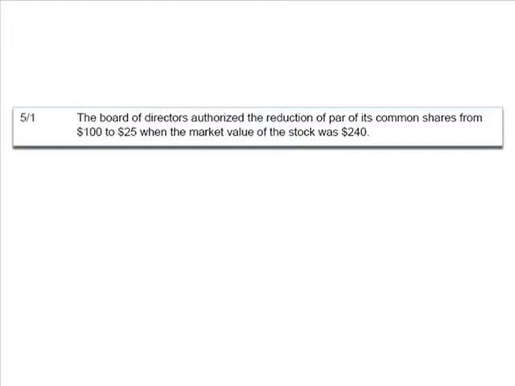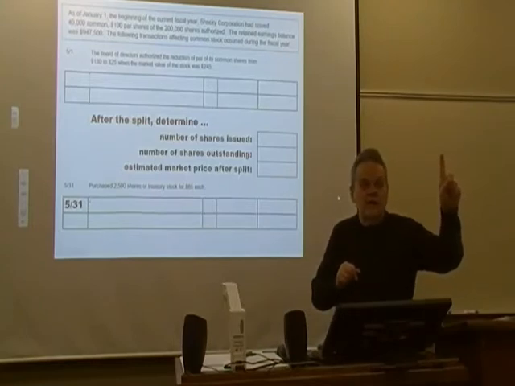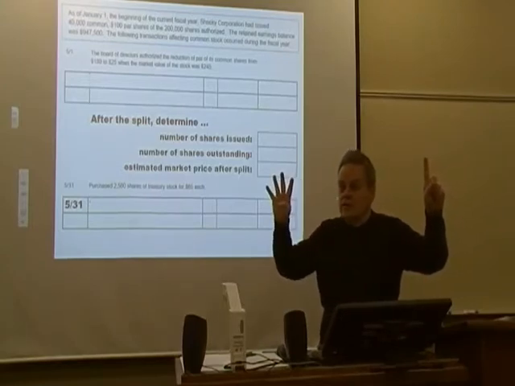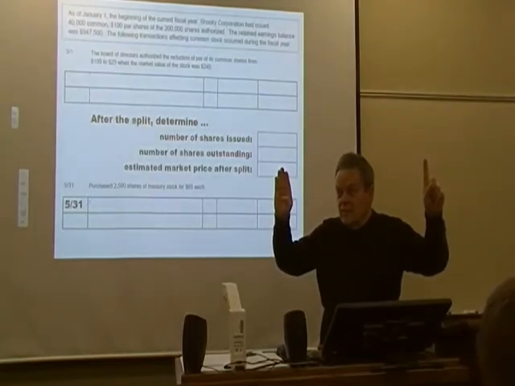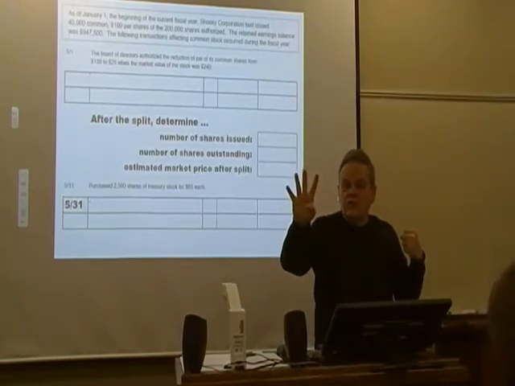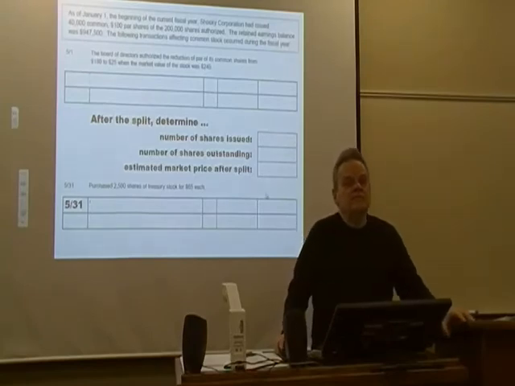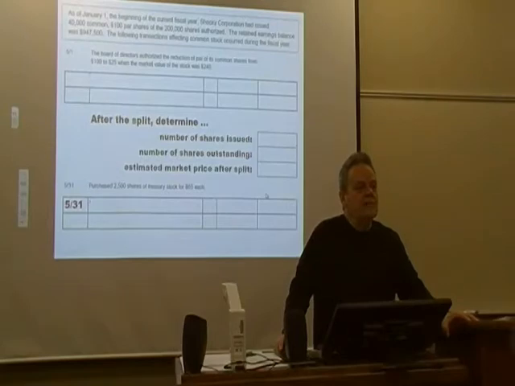The board of directors authorized the reduction of par in its common shares from 100 to 25. So the old 1 share, Owen says, becomes 4 shares. 25, 25, 25, 25 is still 100, but now we're asking them to give back their 1 share and allow us to replace it with 4 new ones, each of which would have par of 25. If you understood what I just explained, say yes. Yes. If you've got a question, I'd try to entertain it.